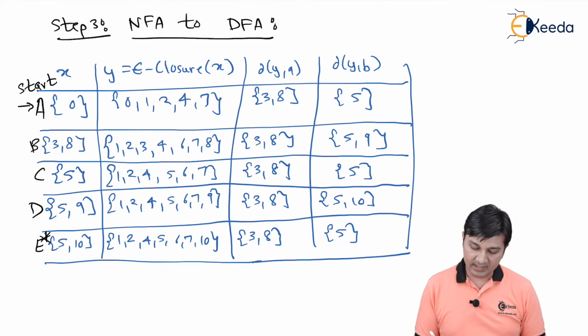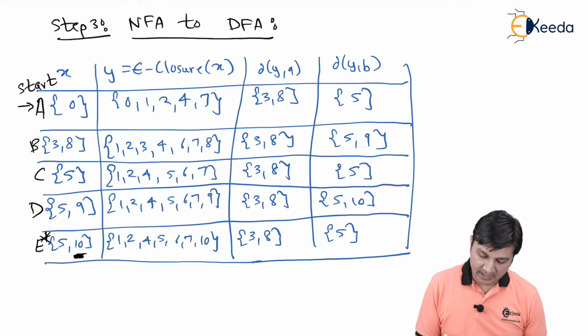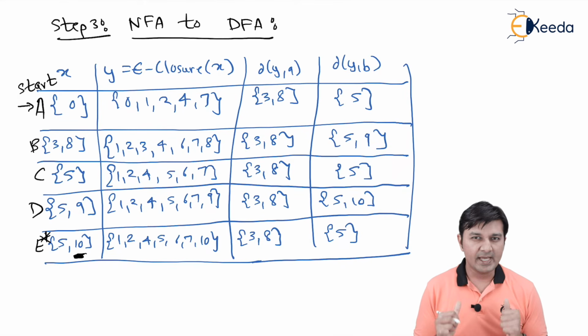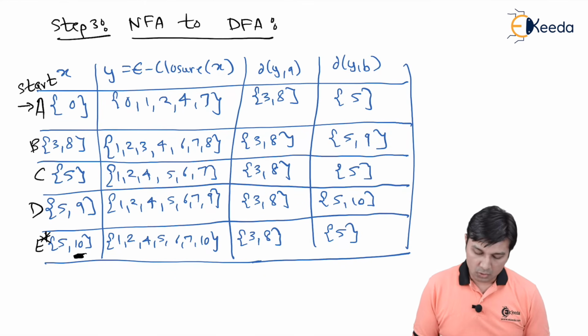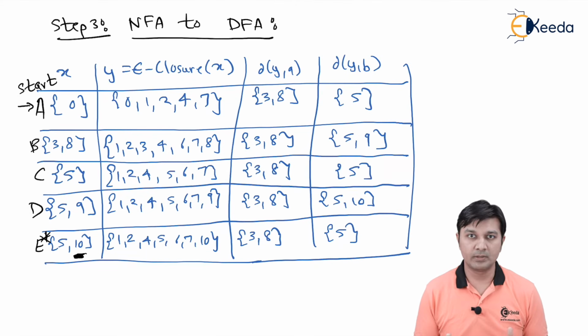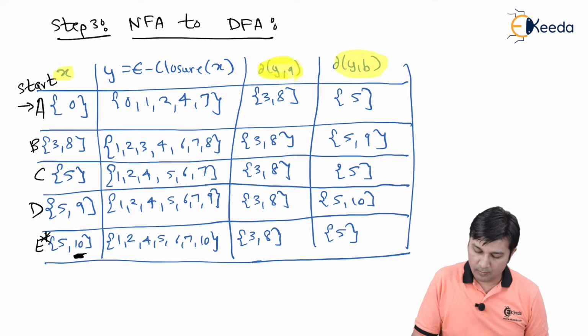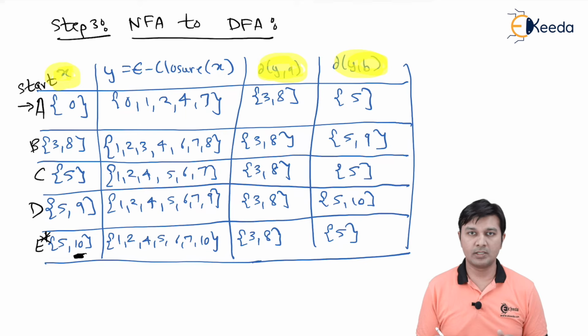But over here, since 10 was available only in state E, we have marked E as the final state. Now we can solve the diagram further. If you observe, state A is called 0. So the target columns over here are now going to be my X column, my Y on A column, my Y on B column. So we are going to basically focus on these 3 columns.